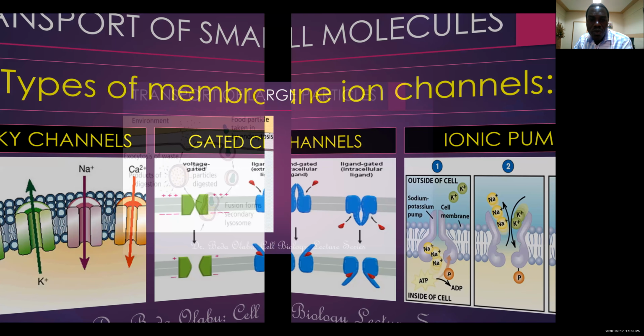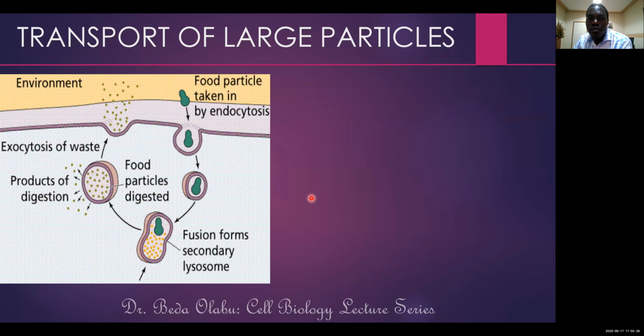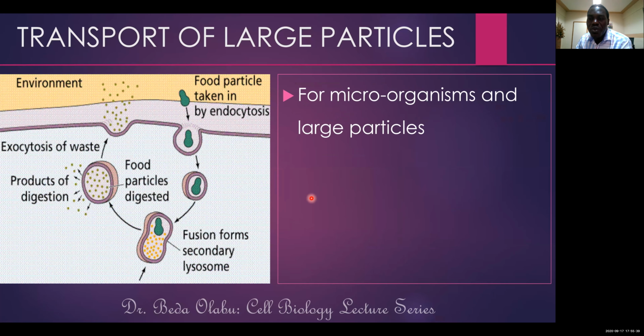Right, we can now talk about transport of large molecules. How are large molecules transported across the cell membrane? When you talk of large molecules, we have in mind things like microorganisms. Maybe there's a bacteria that has entered your circulation, then it needs to enter a particular cell. Maybe it's the plasmodium. How will these large molecules enter the cell? It will not be through diffusion. It will not be through active transport.